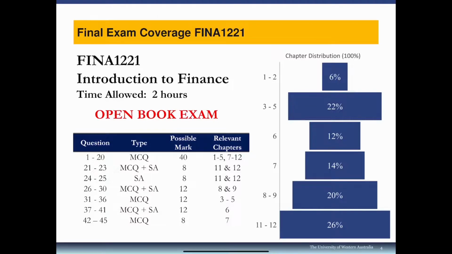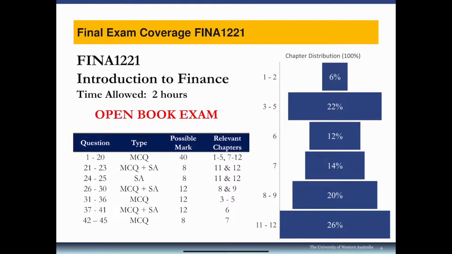For the first 20 questions, we have only MCQ. You can think of it as randomized MCQs coming from various chapters. In this case, it will be chapters 1 to 5, 7 to 12. There are no chapter 6 MCQ questions.